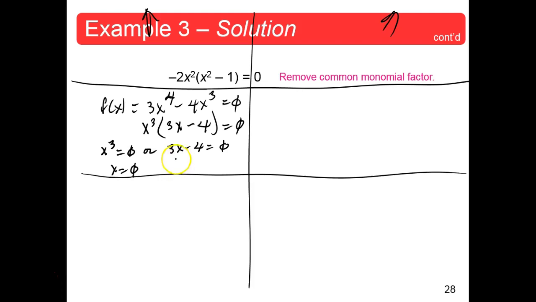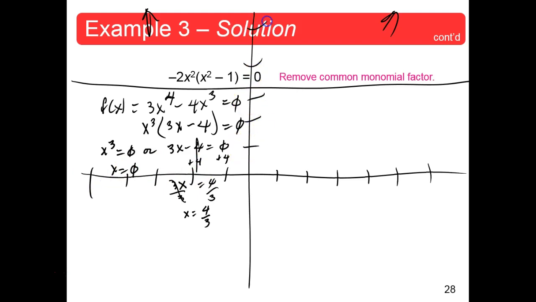How about this one? You add 4 to both sides, and that gives you 3x equals 4, divide by 3, and you get, as I heard someone say, 4 thirds. x equals 4 thirds. Let's tick off a few points here. 1, 2, 3, 4, 5, 6. Negative 1, 2, 3, 4, 5. Positive 1, 2, 3, 4, 5. Negative 1, 2, 3, 4. Now, the first of these, x equals 0. That's right there. Triple 0 there, because it's raised to the 3rd power.